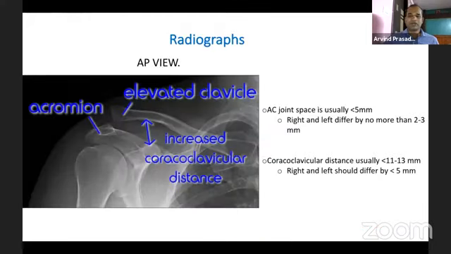About the investigation, the first investigation is the X-ray, which is the AP view. We look for the CC distance, the coracoclavicular distance, as well as the acromioclavicular distance. In the CC distance, usually any difference of more than 2 millimeters compared to the normal side should be taken as pathological. And similarly, the acromioclavicular distance should not be more than 5 millimeters in comparison to the other side.